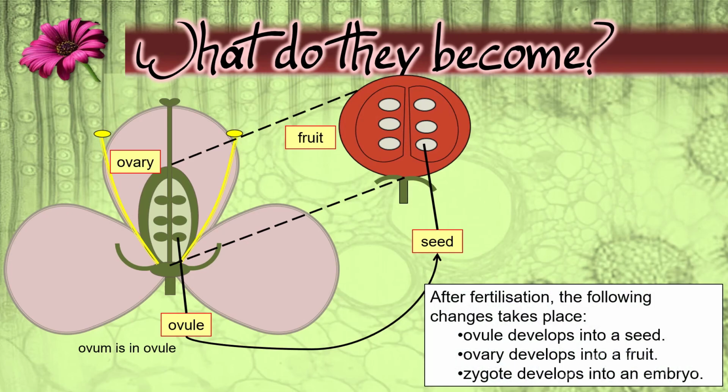After fertilization, the ovule will develop into the seed, the ovary into the fruit, and the zygote will develop into the embryo. And the zygote is formed when the ovum fuses with the nucleus of the pollen grain, or the male gamete. So the zygote is in the seed. The seed contains nutrients, which is something like the egg yolk. So this will be all for this chapter.